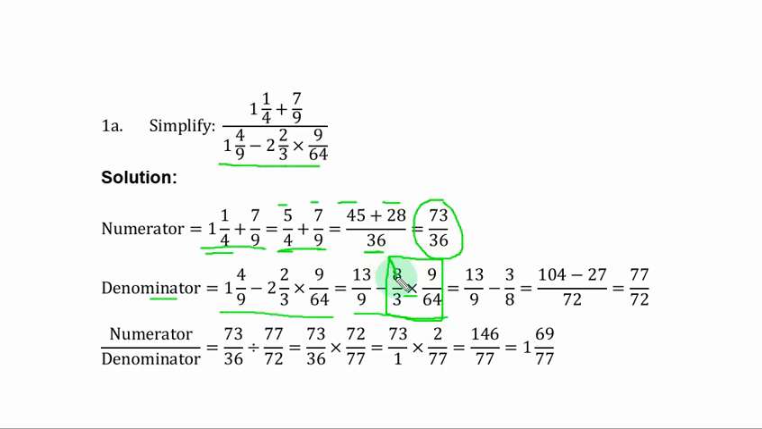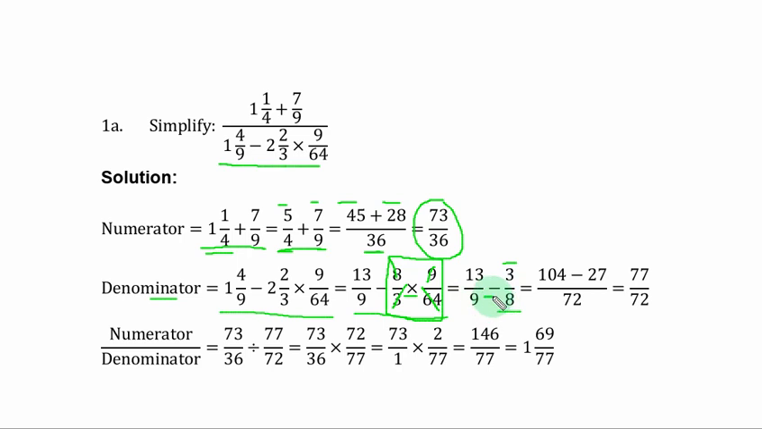Now you can divide 8 and 64 by 8, so you have 8 here. You reduce 9 and 3 by 3, and you have 3 remaining here. So you have 13 over 9 minus 3 over 8.